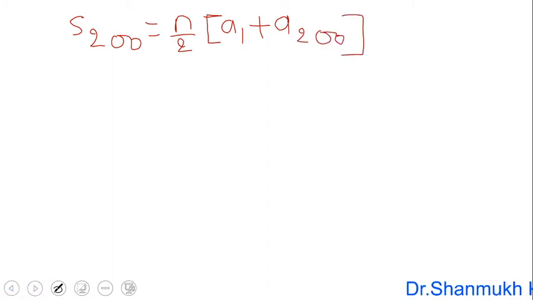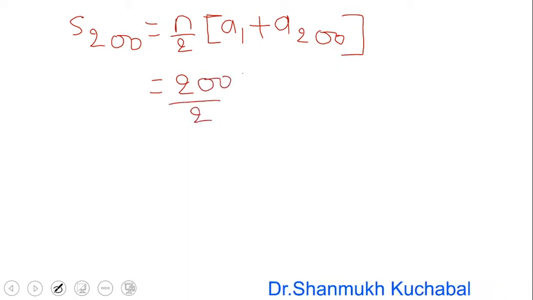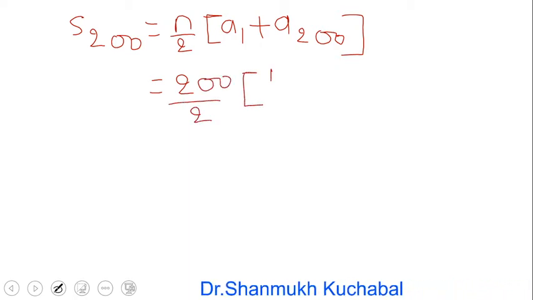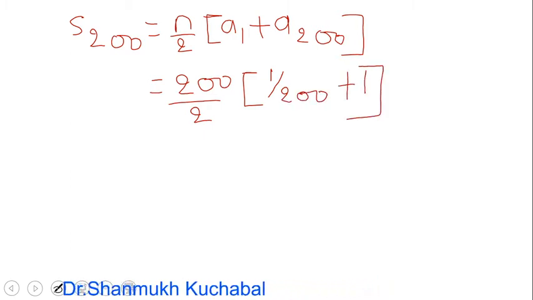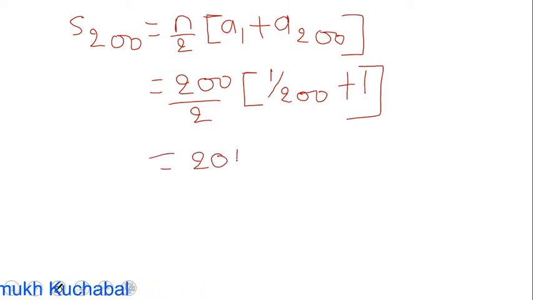We'll substitute it here. So n is 200, 200 terms are there, 200 divided by 2, a1, it is 1 by 200 plus the last term, which is 1 here. So we will simplify. On simplification, we are going to get 201 divided by 2.